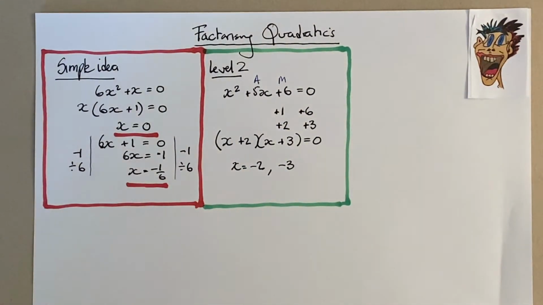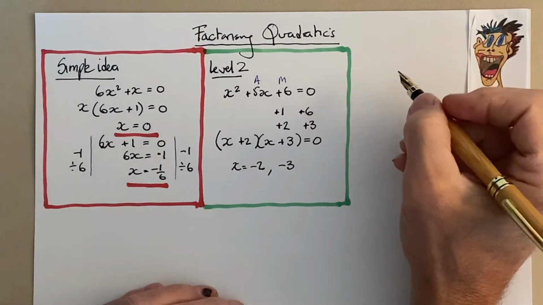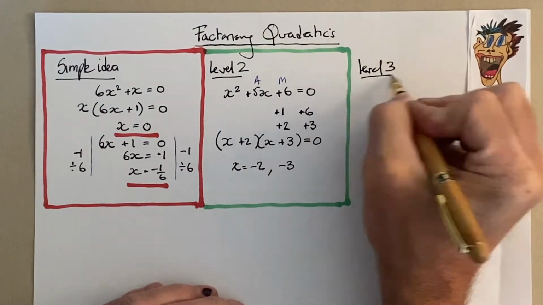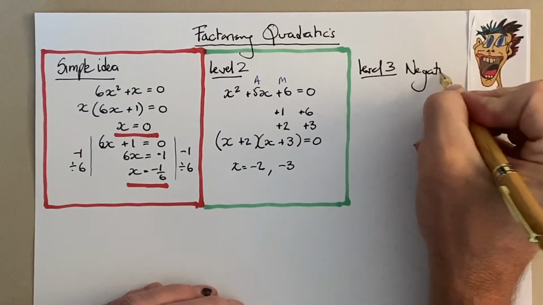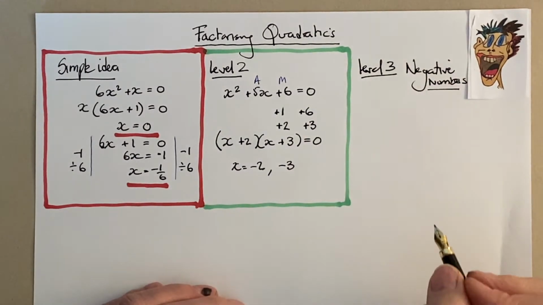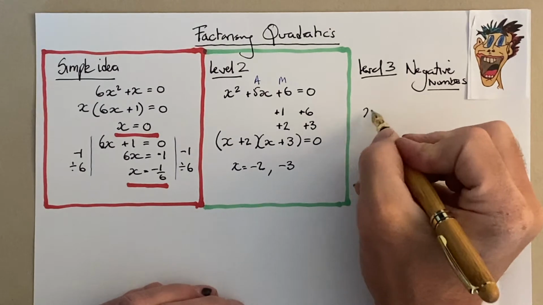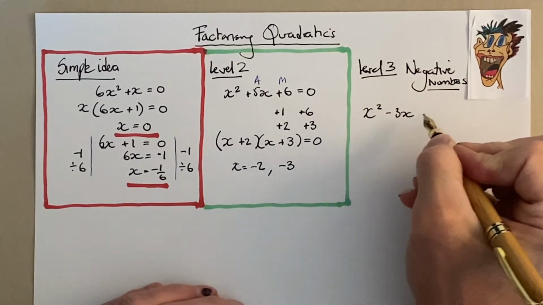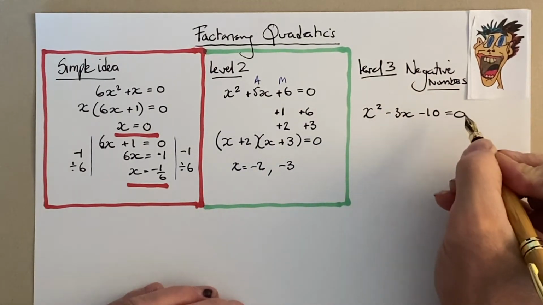Now let's look at the next level up. This is one where we have negative numbers, so let's call this level 3. And here I have negative numbers, and negative numbers can always present an extra element of confusion. So let's have a question. Let's say x squared minus 3x minus 10 equals 0.